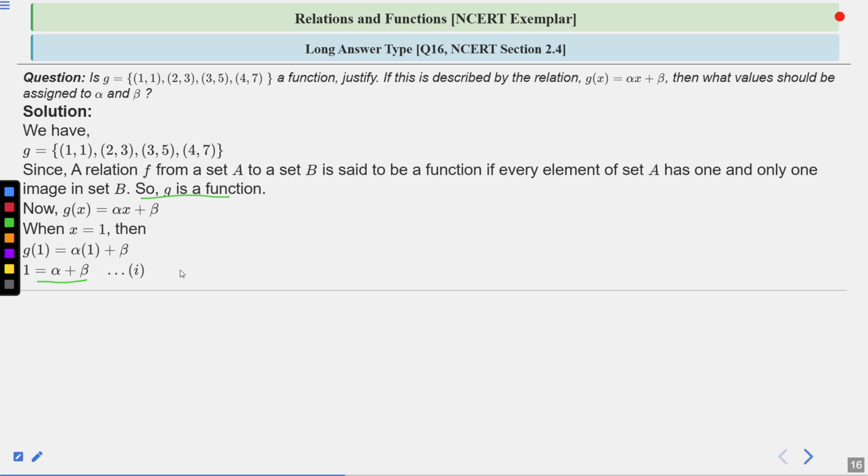Now in order to get the alpha and beta values, we are going to get help from these ordered pairs. If you give input 1, the output is also 1. So using the relation, we are giving input 1 and getting output 1. So we have this as our equation: alpha plus beta must be 1.